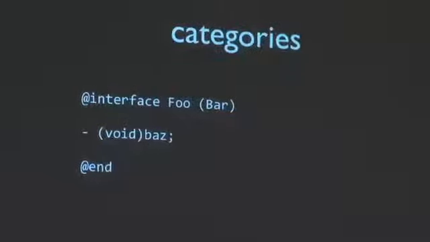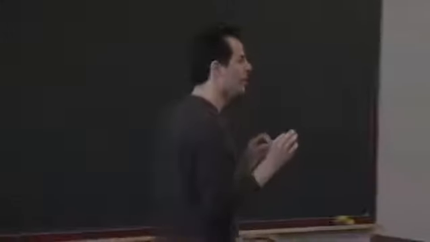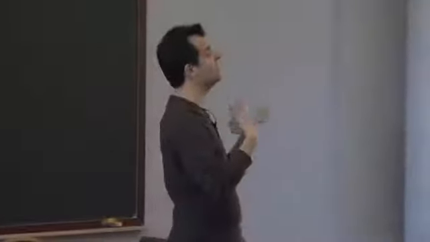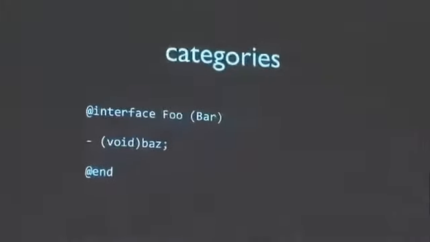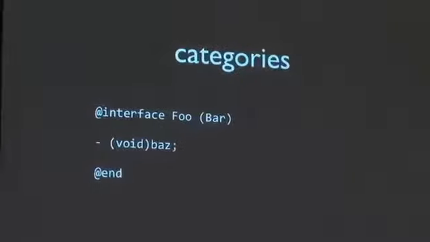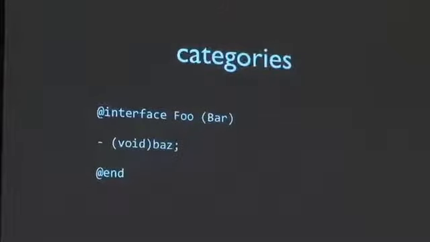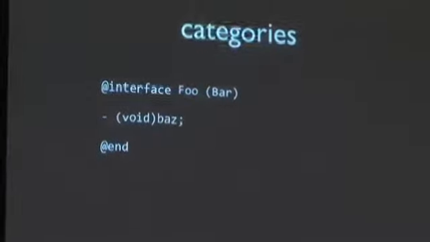So I chose bar arbitrarily. A common convention is to put no name whatsoever, open paren, close paren, that says here's a category, or really the jargon here is here's a class extension, which is maybe more clear than calling it a category. And then when I say dash void baz, that's defining a new instance method called baz, returns void, takes no arguments, but that's now part of the foo class. It's just in a category unto itself.